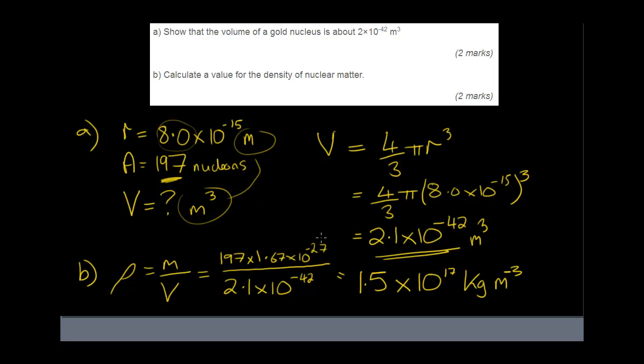Just double check we've got everything right here. We've got minus 27 divided by a minus 42, so yes, we should get something around a plus 17. So that looks to be about right.